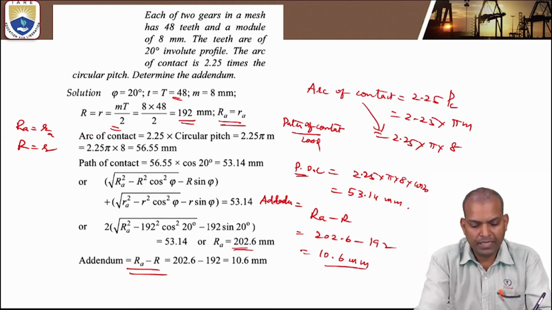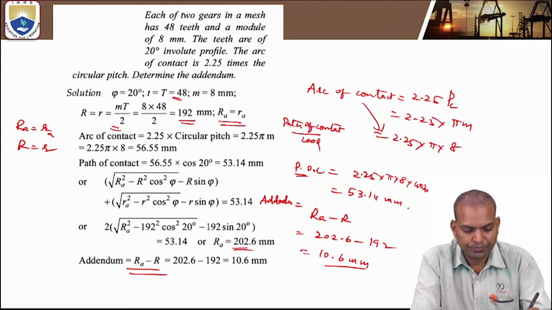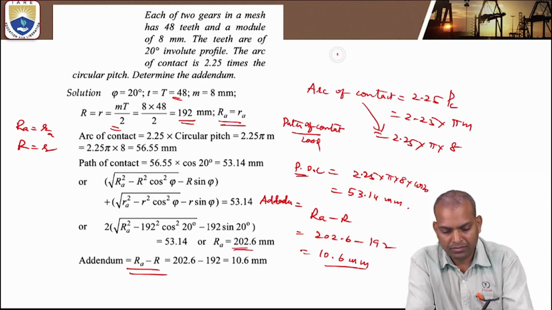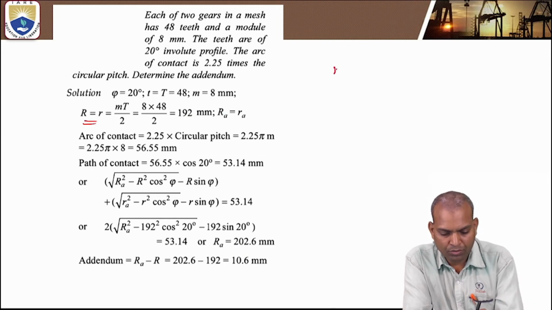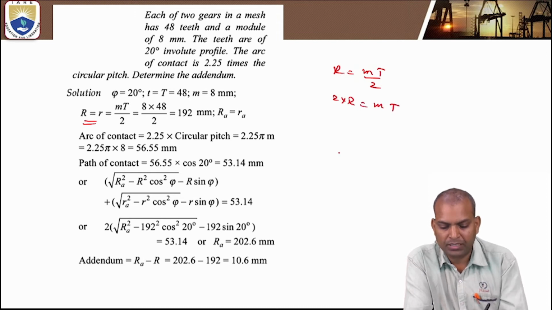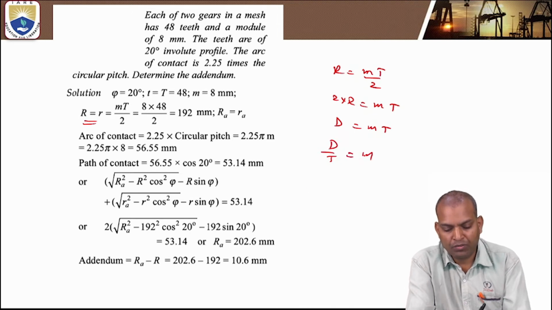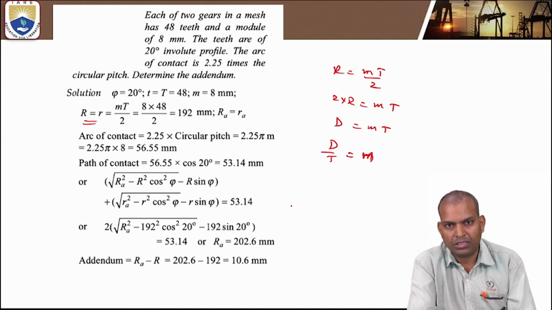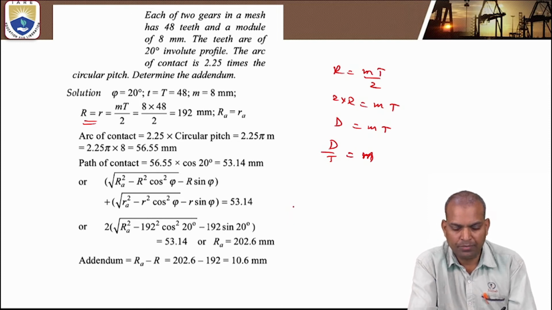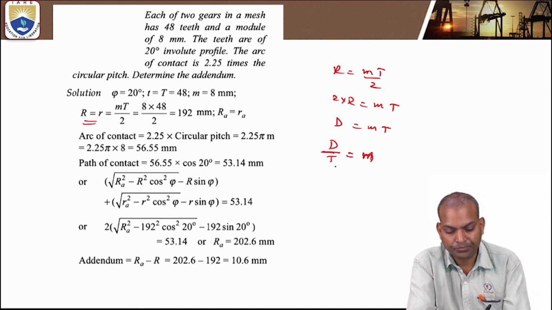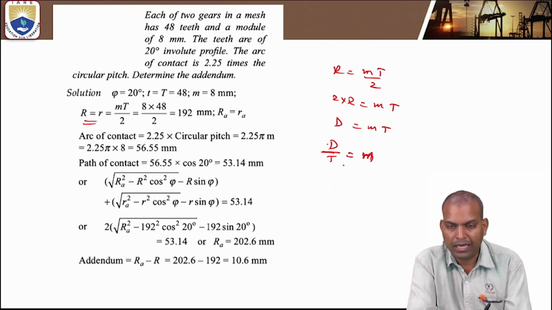And how is this R obtained? Capital R equals mT by 2, that is m into capital T by 2. Multiplying by 2, 2 times R equals m into capital T. What is 2 times R? That is the diameter D. So D by T equals m. Module equals the ratio of pitch circle diameter to the number of teeth, D by T. Now here we want capital R.